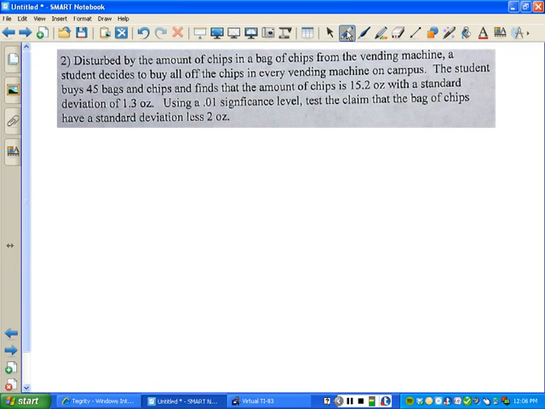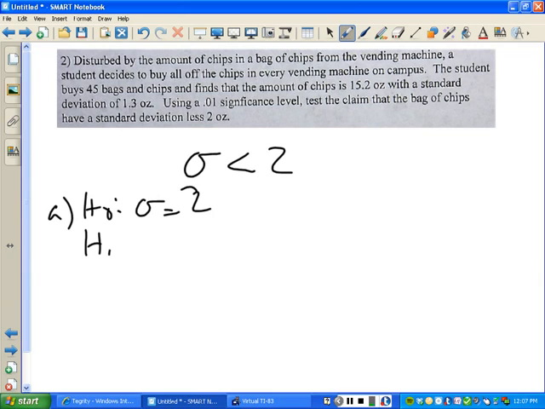That's the claim, right? The claim is that the standard deviation, sigma, is less than 2 ounces. This is my claim. So H0, we're going to put what? Sigma equals 2 ounces. H1 is that sigma is less than 2 ounces.